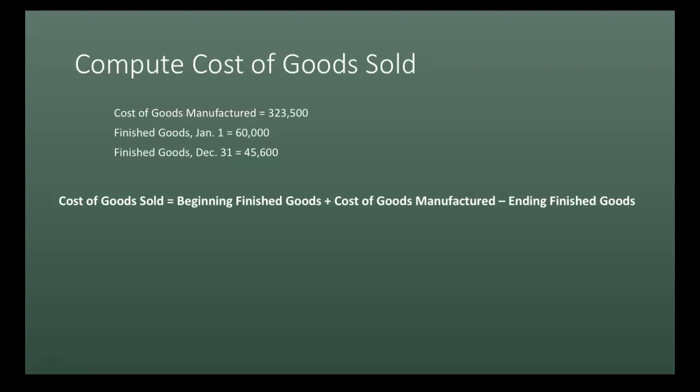Right, so the general idea is still the same, but since it's a manufacturing company, it's going to be calculated a little bit differently. So we plug in our numbers that we have here. So beginning finished goods was 60,000 plus the cost of goods manufactured that we found minus our ending finished goods of 45,600 gives us a cost of goods sold of 337,900.